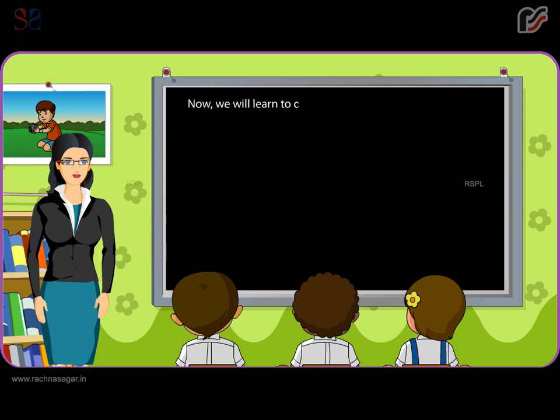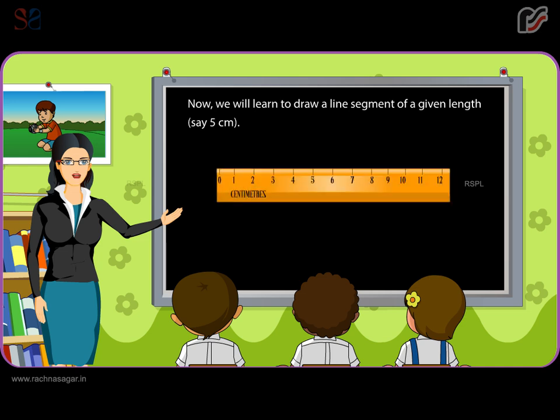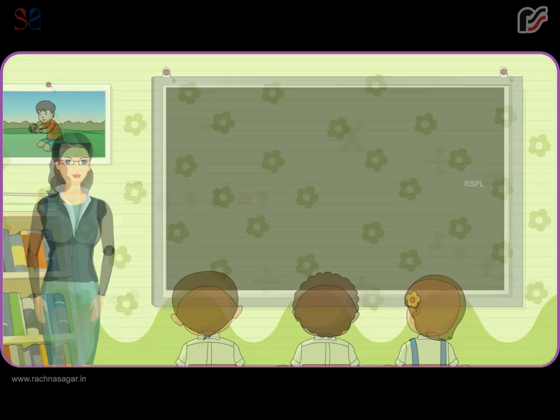Now we will learn to draw a line segment of a given length, say 5 centimeter. Place and press the scale on the paper. Then mark 2 points A and B against the marks 0 and 5 of the scale. Keeping the scale evenly, move the pencil from A to B along the edge of the scale. So, the line segment AB is of length 5 cm.